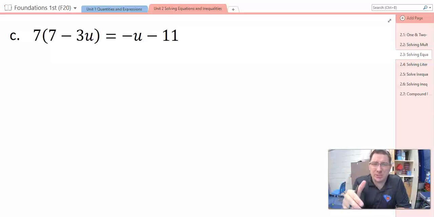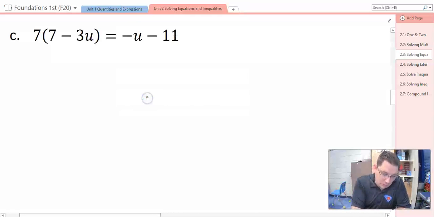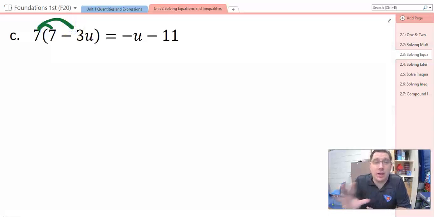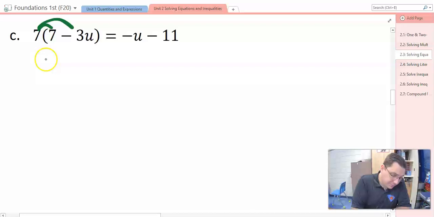Well, if I divide both sides by the 7, the right side does not reduce nicely. It's not like I've got 21u and 14, which will both divide by 7. I've got a negative u and a negative 11. They don't divide by 7 very well. So the better move here is to distribute. Now, if you want to divide both sides by 7 in step 1, be my guest, you'll get a fraction, and that's fine. If you're happy working with the fractions, go for it. That's you, okay? I like to try and keep things as simple as I can until the very end.